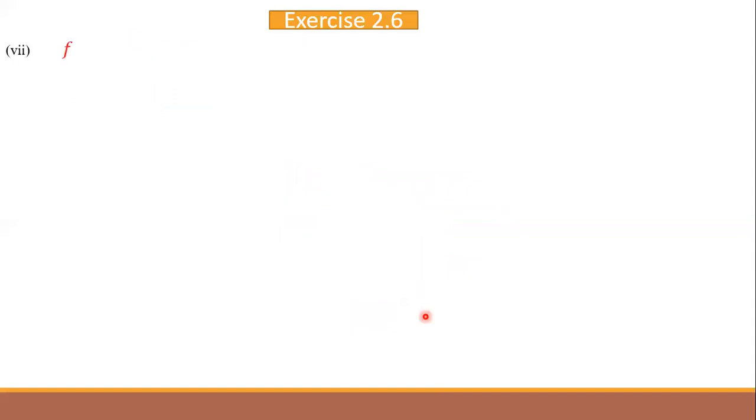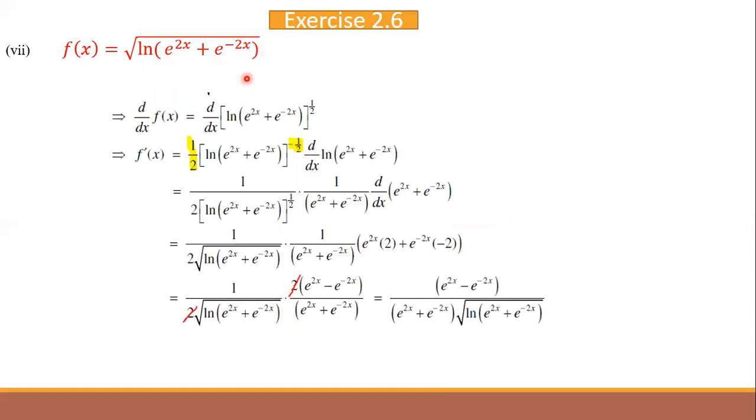Now, the next part is part number 7. f of x is equal to square root of natural log of e raised to power 2x plus e raised to power minus 2x. Question is f of x is equal to square root of natural log of e raised to power 2x plus e raised to power minus 2x. Applying differential on both sides, d by dx of f of x is equal to d by dx of natural log of e raised to 2x plus e raised to power minus 2x.